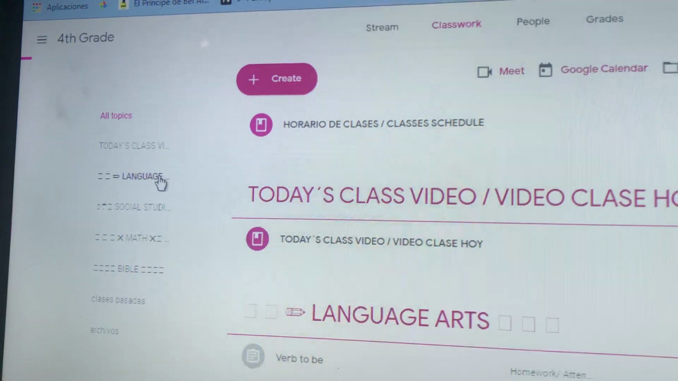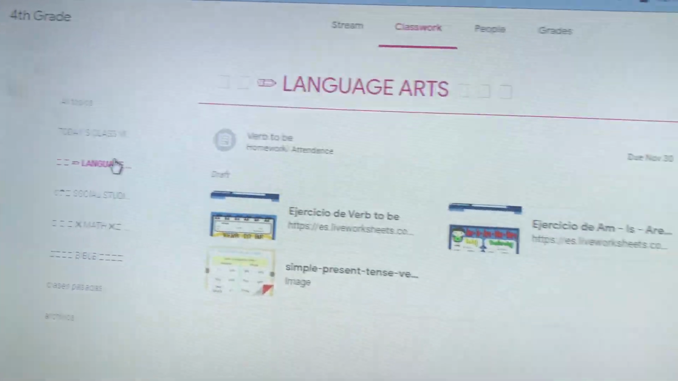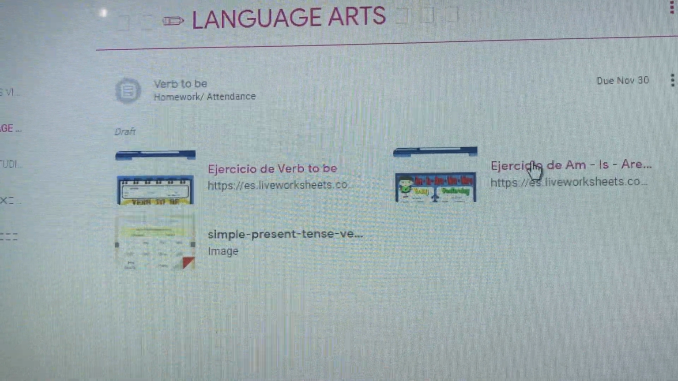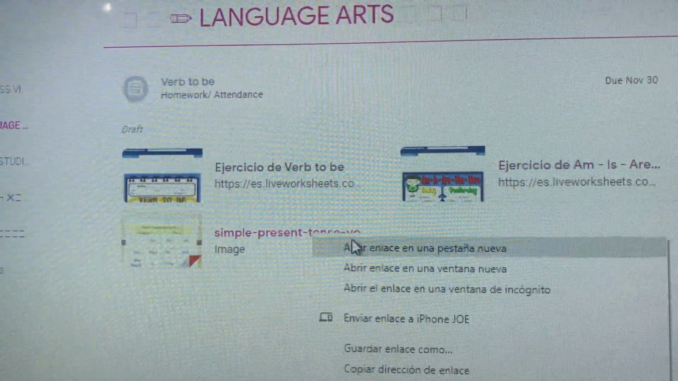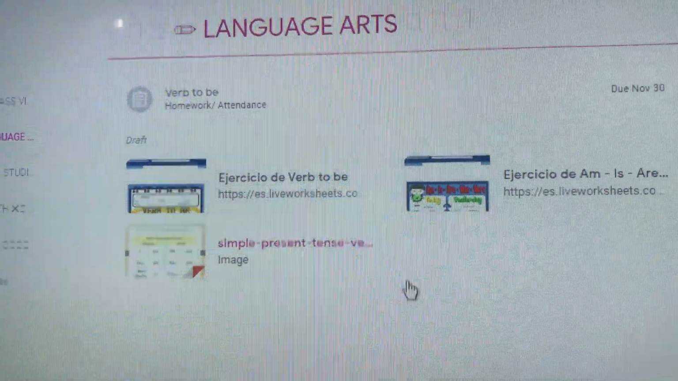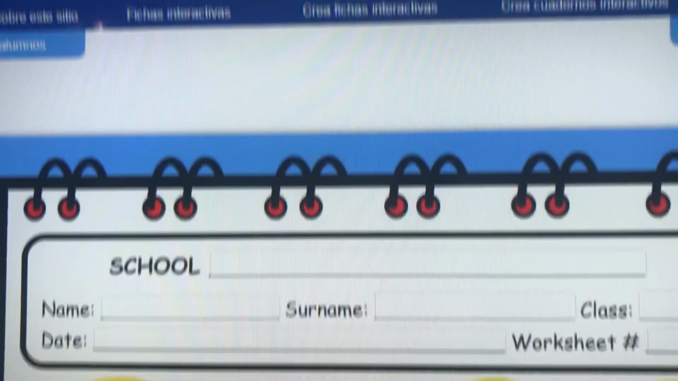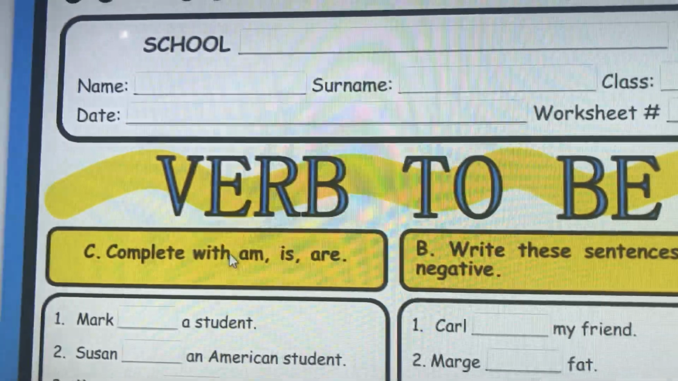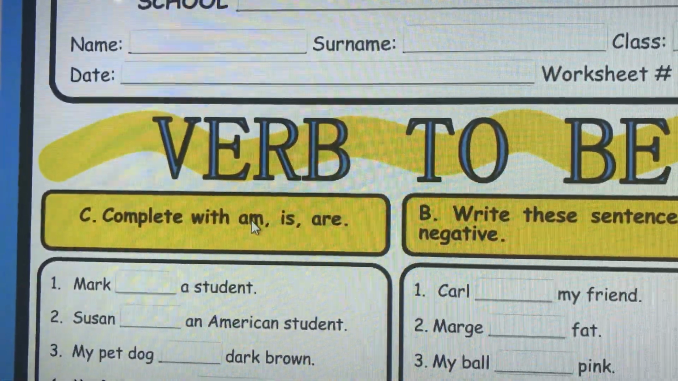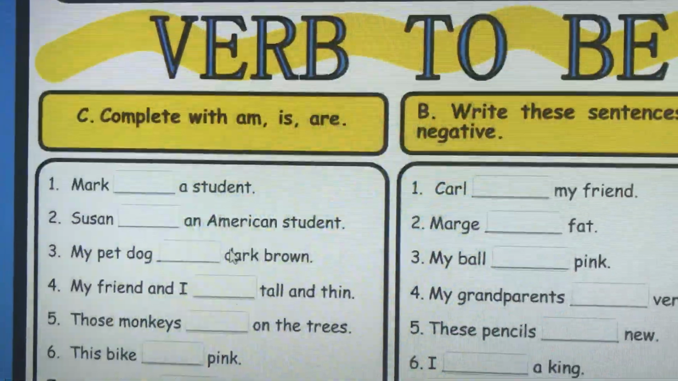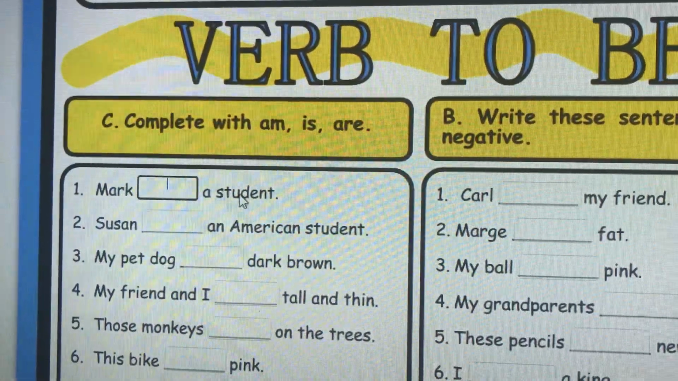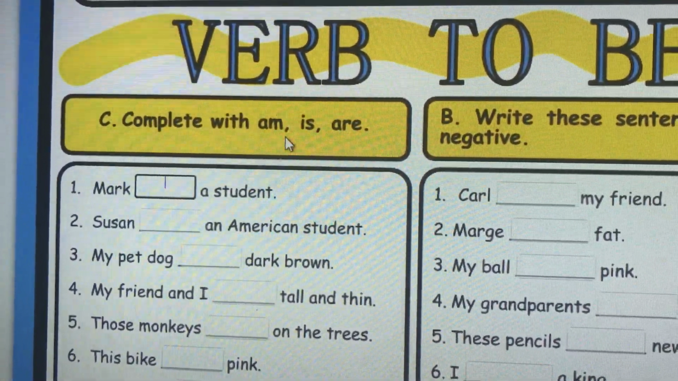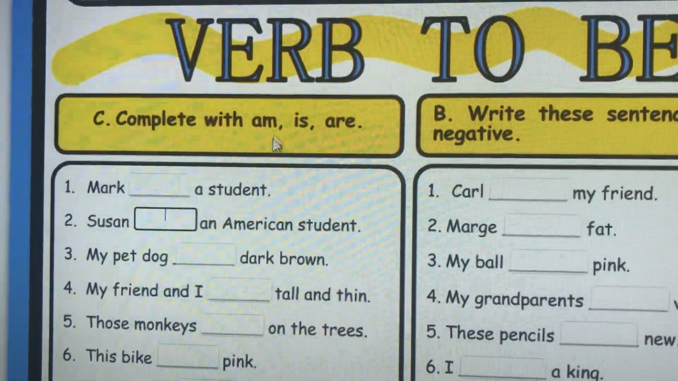So for language arts, we got several exercises. We're gonna talk about the verb to be. We got some different exercises, and I also have a picture over here, just in case it's gonna help you. In this exercise, you have to complete with am, is, or are. In this one, Mark is a student, or are a student, or am a student. So you gotta complete with the right one.